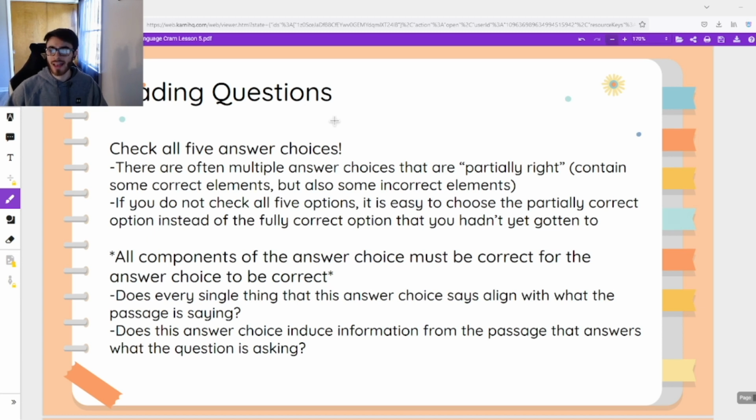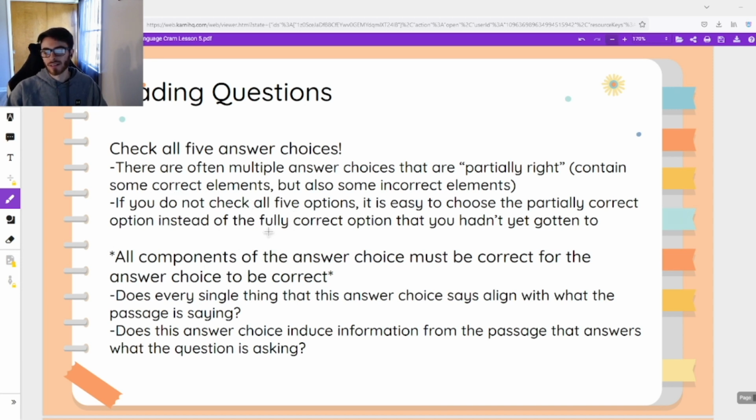If choice A is partially correct, and you think, yeah, that part makes sense, I'm going to circle A and move on, you're skipping over choice D, which is fully correct, and you would have realized that if you had gotten there. So even if you think you found the right answer, you should still check the rest of them, because sometimes you'll find one that works even better.